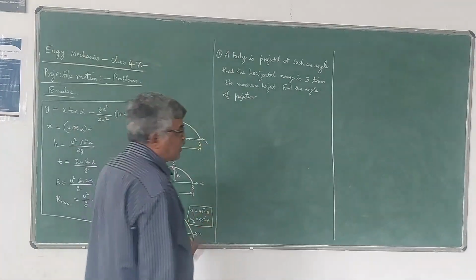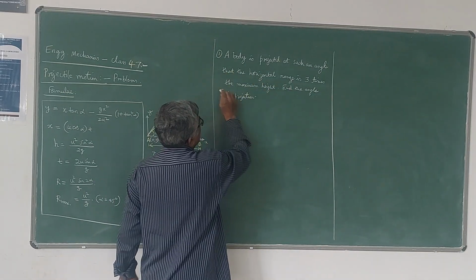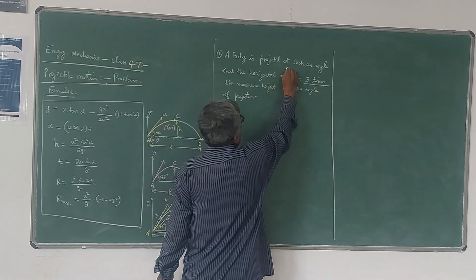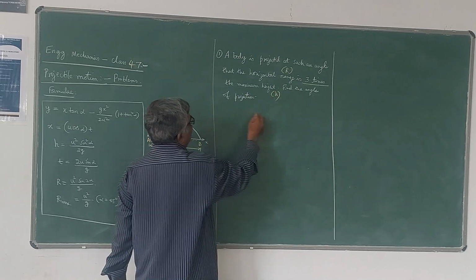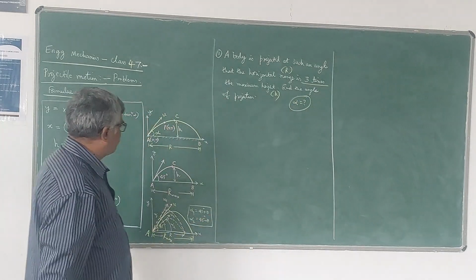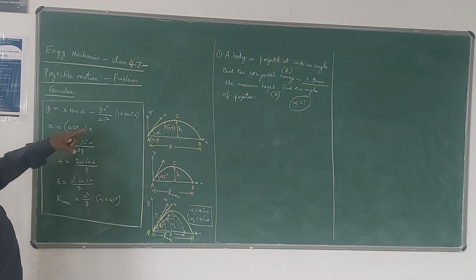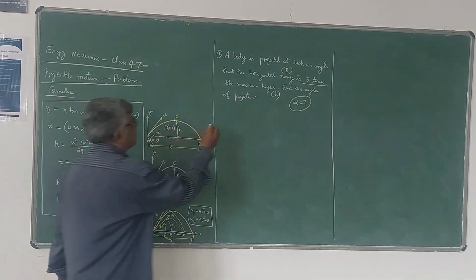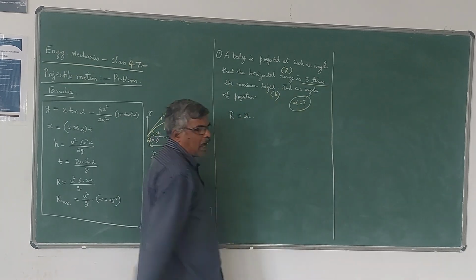Now, let us discuss one or two problems on that. The first problem: a body is projected at such an angle that the horizontal range R is 3 times the maximum height H. Find the angle of projection alpha. Of course, this is a simple problem. You know the formula to find the horizontal range as well as the maximum height. According to the statement, R is equal to 3 times H. So we have to find the angle alpha.